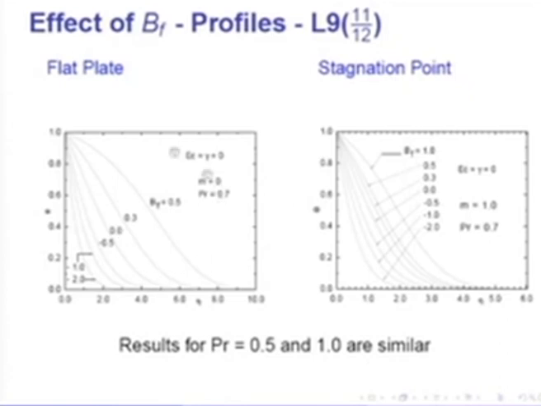These are the flat plate solutions, and these are the stagnation point solutions. This is BF equal to 0.5, 0.30, minus 0.51 and 2. As I said, BF equal to 0.612 is an adiabatic case. You will see on the suction side we get very large temperature gradients, and on the blowing side we get shallower temperature gradients compared to M equal to 0. Now, if I were to compute this for a Prandtl number of 0.5 or 1, the results are very similar, and therefore not shown here.